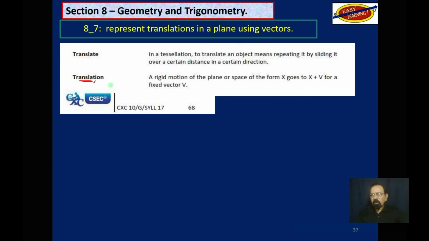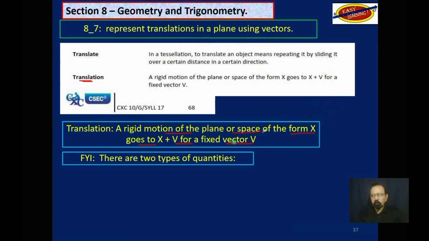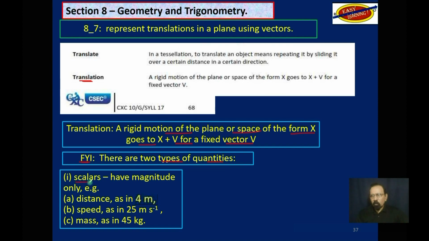So let's come back to translation. It is a rigid motion of the plane or space of the form x goes to x plus v for a fixed vector. If you don't understand that, don't let it bother you. You will understand it by the time we get through with this video. Now, there are 2 types of quantities. If you are doing physics, you have to know this. You don't have to know this for math. One quantity is called scalars. These are quantities that have magnitude only. Example, you could say a distance of 4 meters, or a speed of 25 meters per second, or a mass of 45 kilograms.